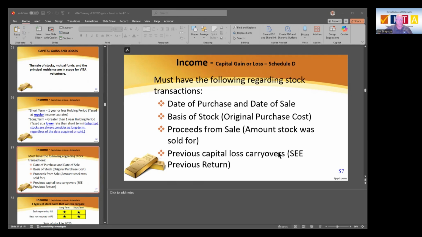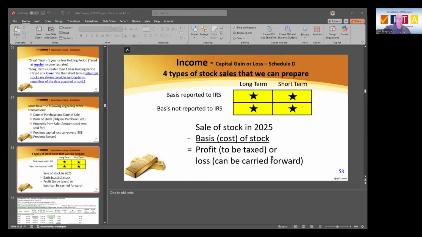You have to know any previous capital loss carryovers. We're going to get into that in a minute, okay, what that is. But the key here is if they've got capital loss carryover, you need to see their prior year return because that's the only place you're going to get the accurate carryover. Because they may have had losses that they couldn't use in previous year, and they get to carry them over into this year.